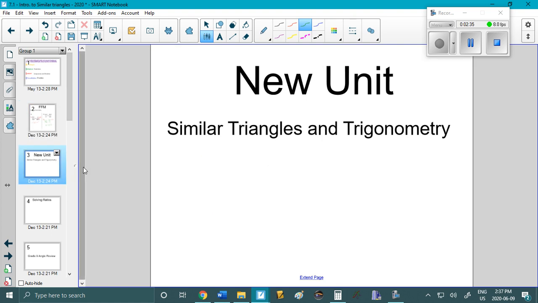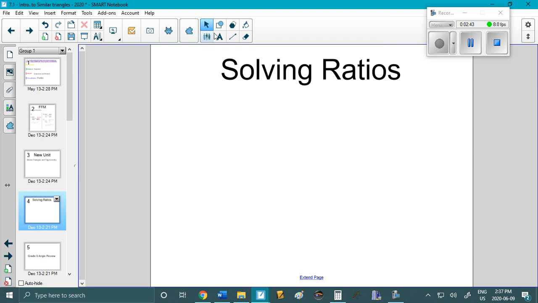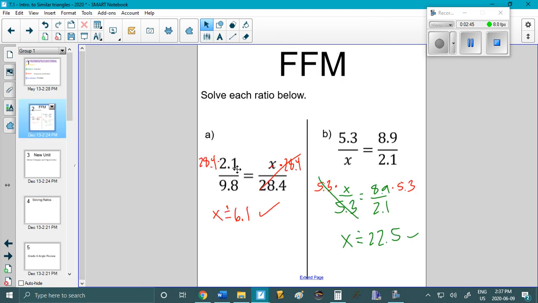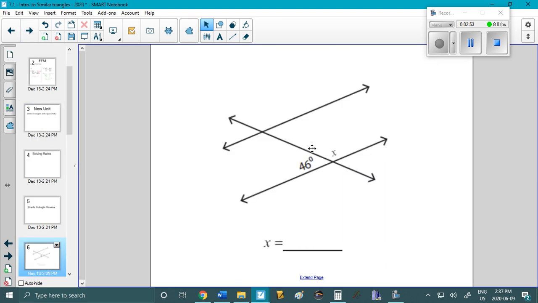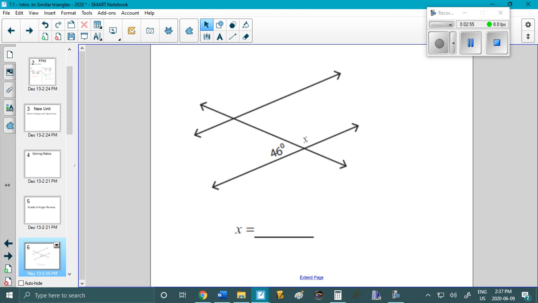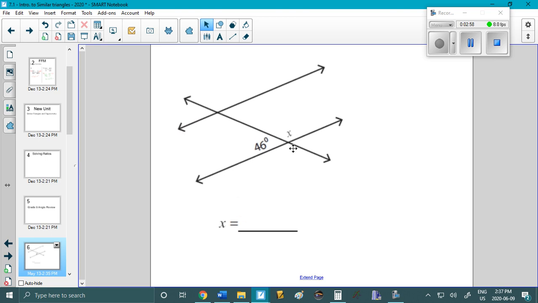All right, so as I mentioned, we're into a new unit, similar triangles and trigonometry. The first thing I was going to do is solving ratios. That is this. So if you need help with this, let me know and I'll give you a bunch of questions, okay? All right, now we're going to jump into some grade 9 angle review. So what I would love for you to do, see how well you remember this, is for each one of these questions, they're not on your handout. I want you to pause it, figure out this missing angle here, which goes from here to here. Pause it, find the angle, and then unpause and see if you got it right.